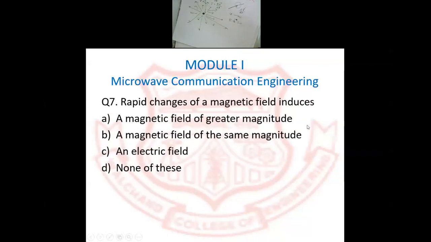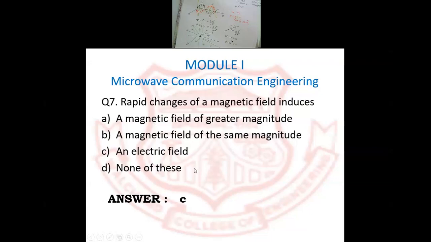Now the rapid changes of a magnetic field induces what? A magnetic field of a greater magnitude, a magnetic field of the same magnitude, an electric field, or none of these. Here we can say that changes of a magnetic field induces... the answer is here itself. Rapid changes of a magnetic field induces what? Write down, type your answer there, all of you. Good. We can say that rapid changes of a magnetic field induces what?